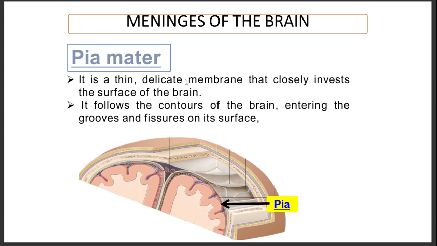It is a thin, delicate membrane, and closely invests the surface of the brain. In other words, it closely covers the surface of the brain. It follows the contour of the brain, entering the grooves and fissures on its surface. If the brain makes a fissure, these deep invaginations of the brain, we call them fissures, and the ones which are not too deep, we call them grooves. So it will be able to follow all these.